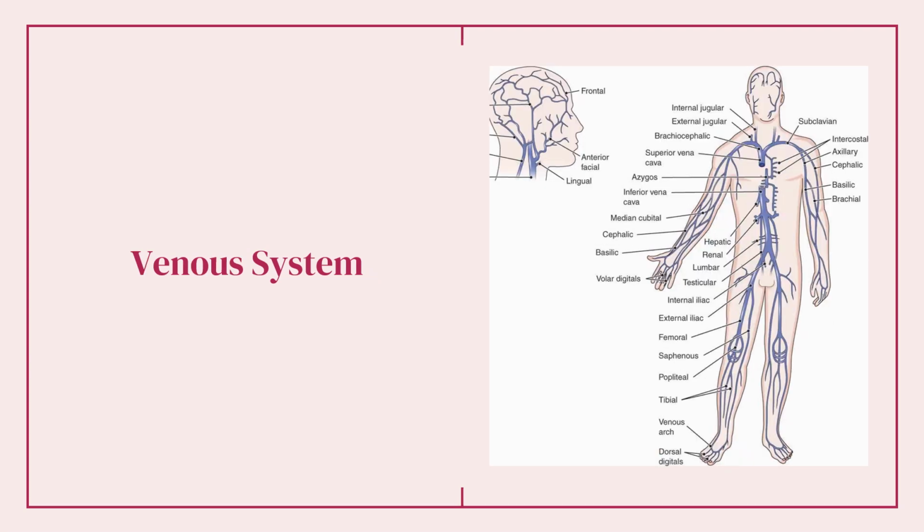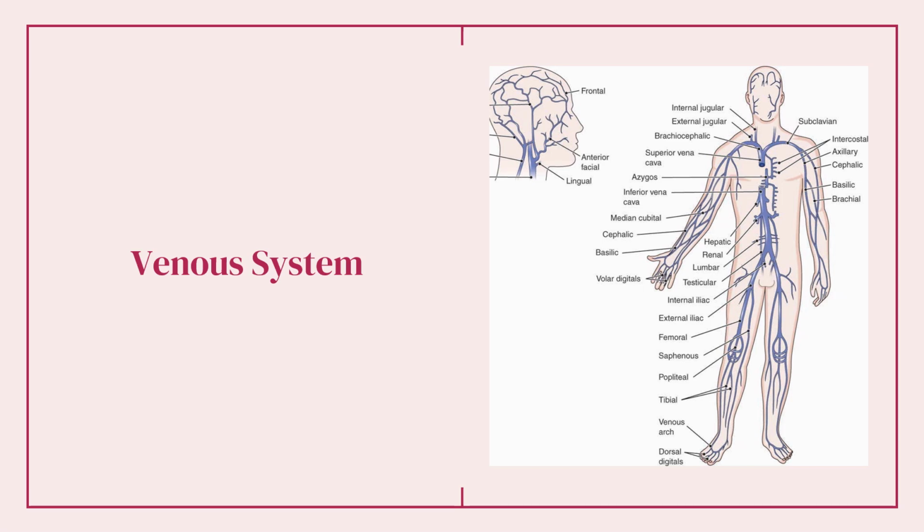Now we're shifting to the venous system, which is just as important as arteries, but for a different reason. So if arteries are about getting blood to the tissues, veins are about bringing it back to the heart. So veins carry deoxygenated blood back to the heart under low pressure, and because of this, they rely on valves and muscle movement like walking to help push blood upward, especially from the legs.